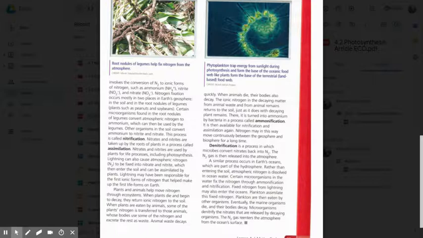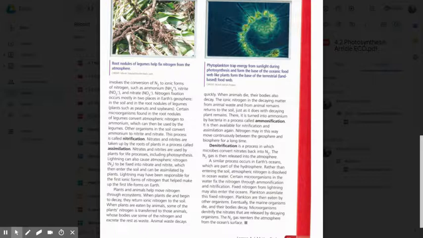Certain microorganisms found in the root nodules of legumes convert atmospheric nitrogen to ammonium, which then can be used by the legumes. Other organisms in the soil convert ammonium to nitrite and nitrate. This process is called nitrification. Nitrates and nitrites are taken up by the roots of plants in a process called assimilation. Nitrates and nitrites are used by plants for life processes, including photosynthesis.